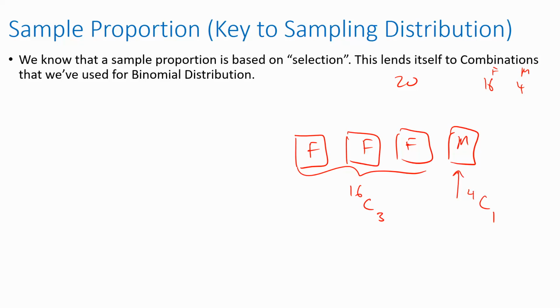Okay, now what they're trying to say here is we know that a sample proportion is based on selections. This lends itself to combinations, and we've used it for binomial distribution. So that's all I'm trying to say. We're using selections. So when you say you're selecting, this is how we're looking out for combinations.